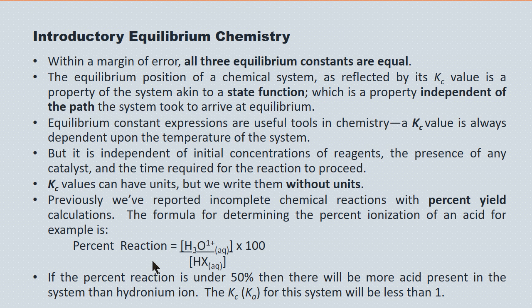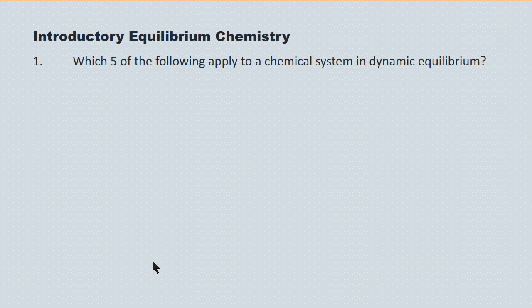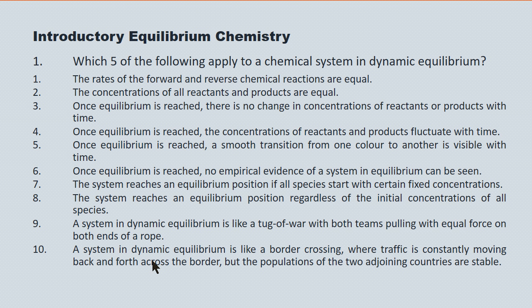I put a few questions together that you'll find illustrative. Which of the 5 following apply to a chemical system in equilibrium? Okay, and there's 10 choices. Let's see what we have. 1. The rates of the forward and reverse chemical reactions are equal. Yes, in point of fact, that's the definition of a dynamic chemical equilibrium. 2. The concentrations of all reactants and products are equal.